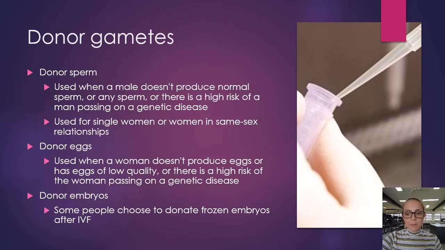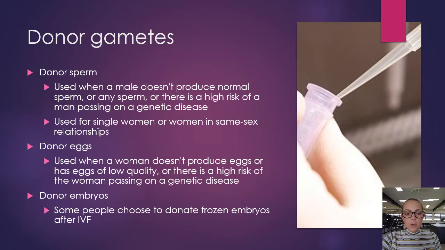Now, when we look at donor gametes, this is talking about a person donating their egg cells or sperm cells for other people to use. Donor sperm is useful in a situation where a male doesn't produce normal sperm, doesn't produce sperm at all, has a low sperm count, or perhaps there is a high risk of that male passing on a genetic disease. So you wouldn't want to use his sperm that could potentially pass on a serious disease. It could also be used for a single woman who's wanting to get a sperm donor, or women in same-sex relationships.